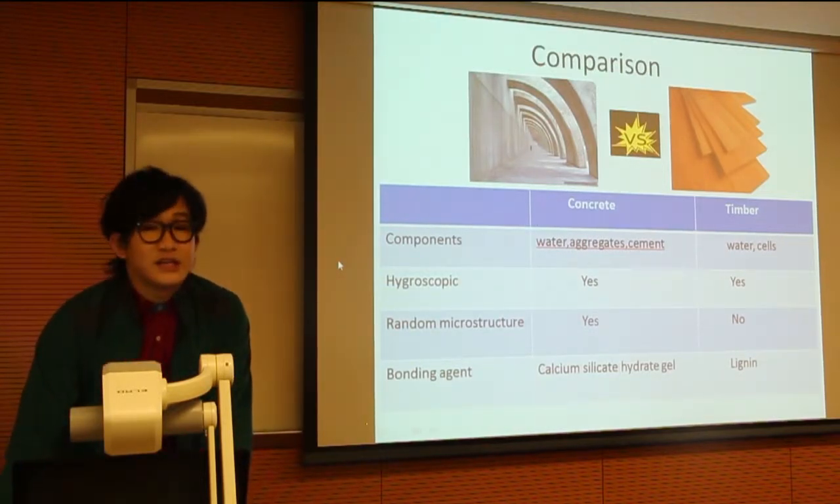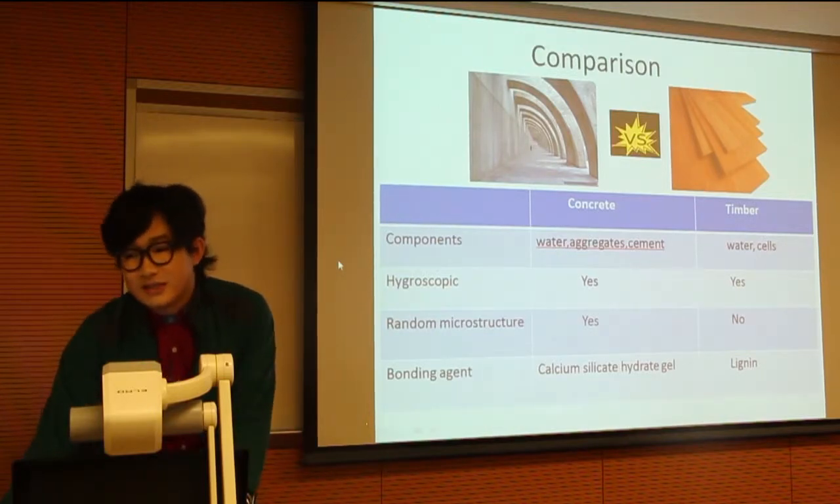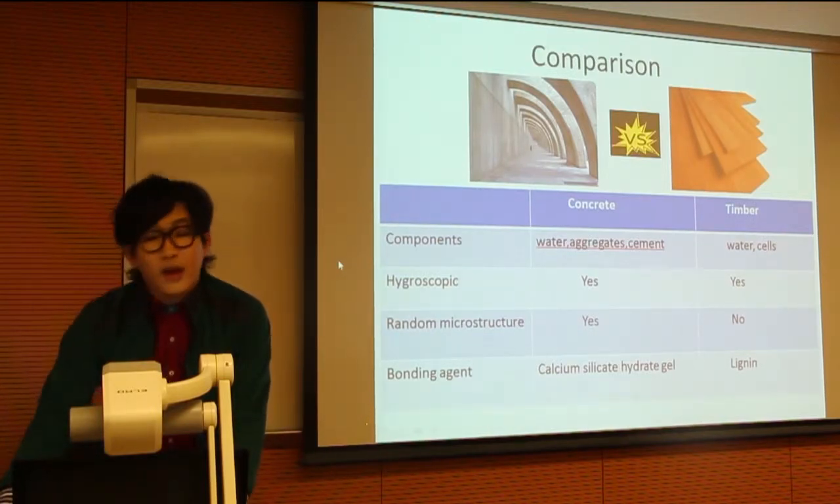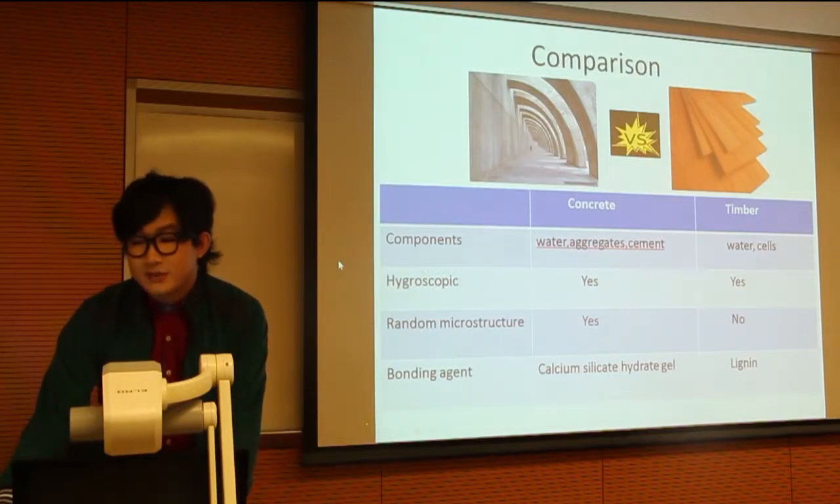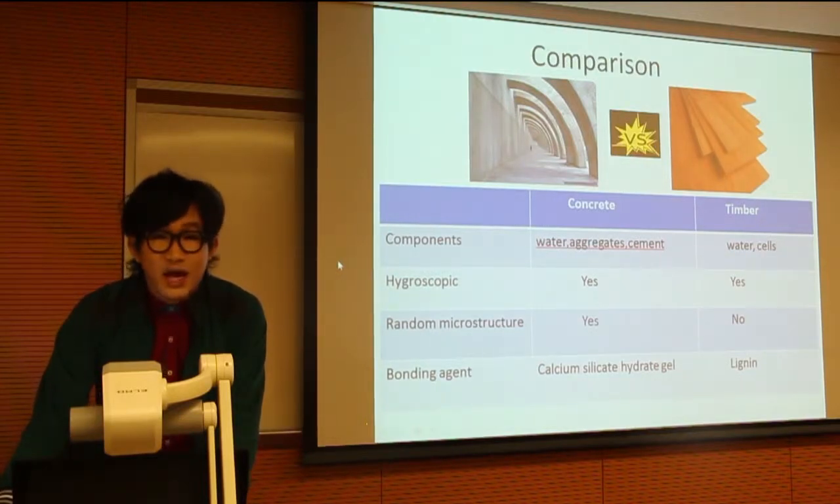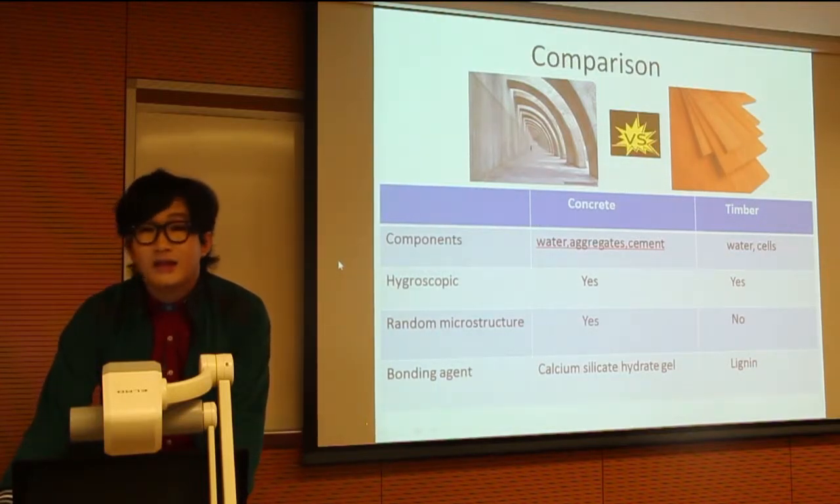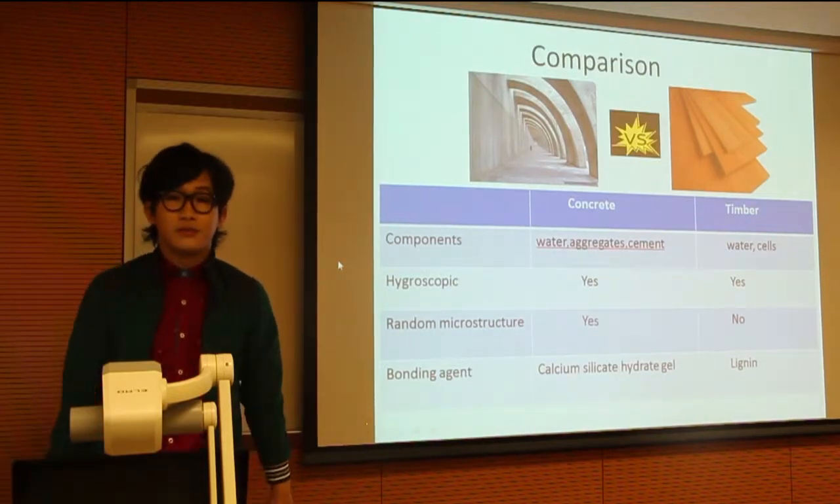And lastly, the bonding agents are very different as well. In concrete, the bonding agent is the calcium silicate hydrate gel, while on the other hand, in timber, the bonding agent is the lignin. Thank you.